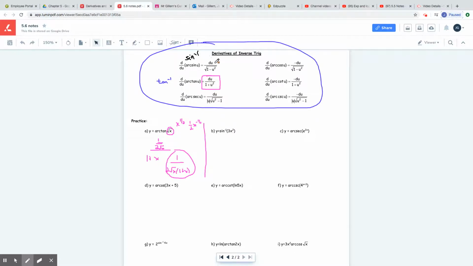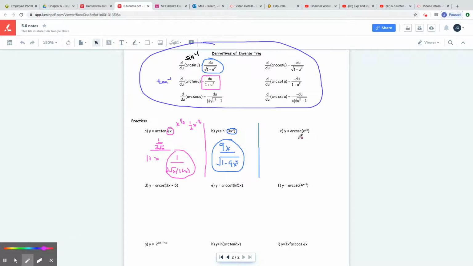Inverse sine. So now we're using this formula. In this problem, whatever comes after is the u. So I do du. What's the derivative of 3x squared? Well, it's just 9x, over the square root of 1 minus u squared. What's the u? 3x squared. What's 3x squared, that whole quantity squared? That's 9x to the 4th. Done. There's your answer: 9x over the square root of 1 minus 9x to the 4th. We're just following exactly what it says.